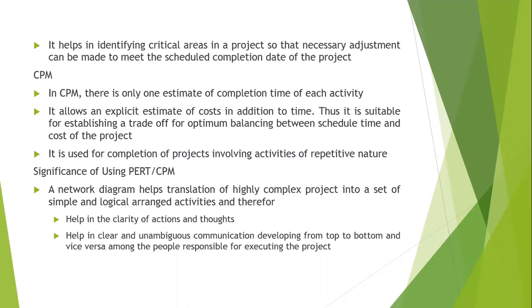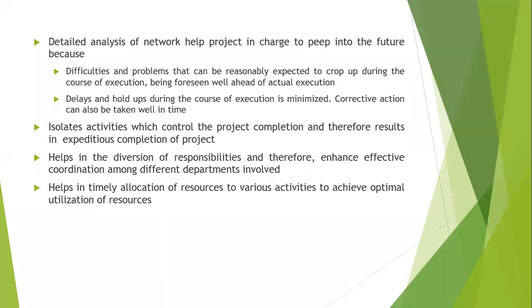Next, coming to the significance of using PERT. Okay, all these are the theory part. A network diagram. So generally we use a network diagram. Why do we use a network diagram? Because we want things arranged in a logical manner. So step 1, then step 2, then step 3. So here it helps in clarity of action and thoughts. It helps in clear and unambiguous communication from top to bottom. So from the CEO to the person who is involved, this pattern helps in knowing each and everything. Next, detailed analysis is given.